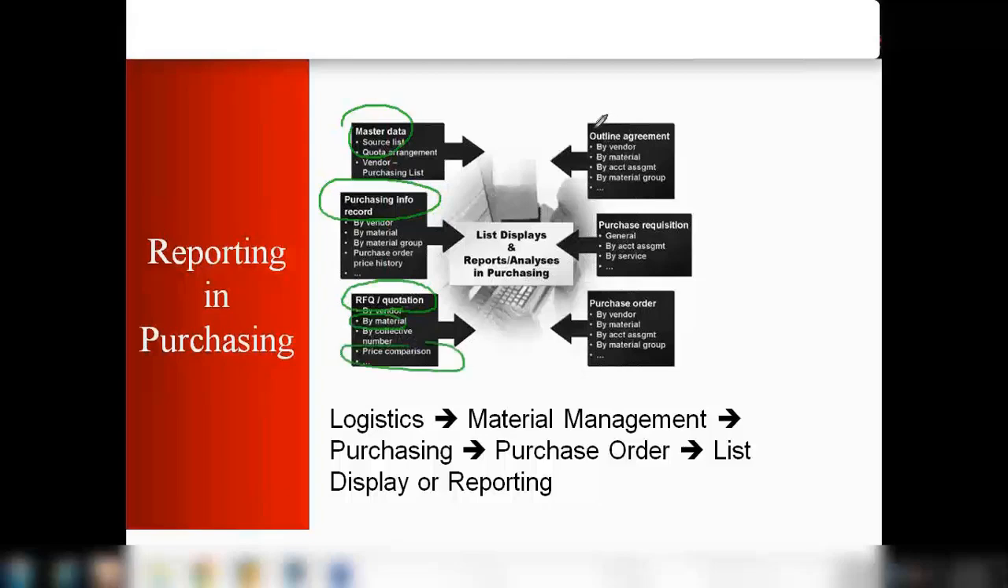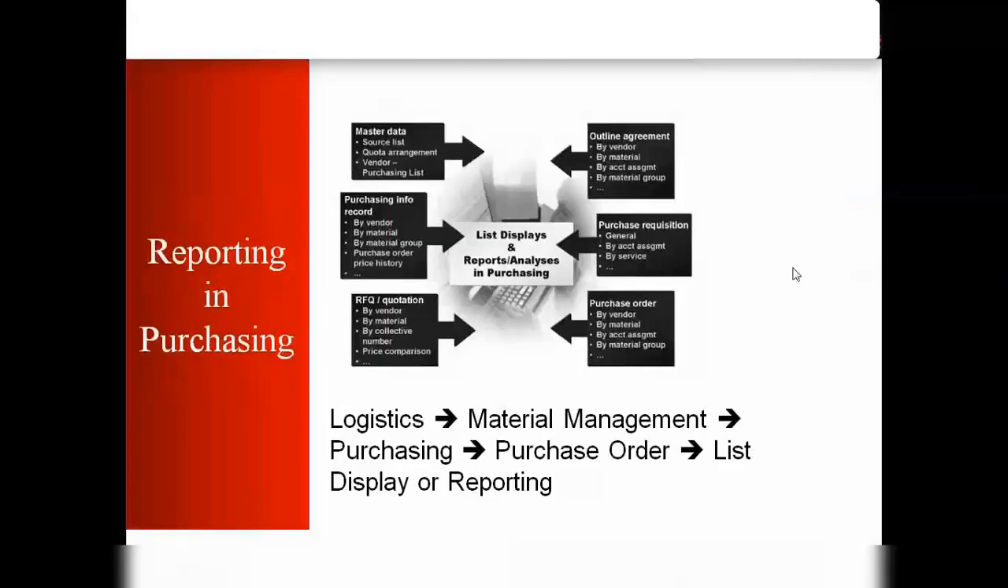In the same way, you can see the report for outline agreements, which we'll study later on, and purchasing requisitions by account assignment. You can also search for a purchase order by vendor, by material, by material group. So there are different types of reports and different ways to search them. Let's have a look at a real example here.